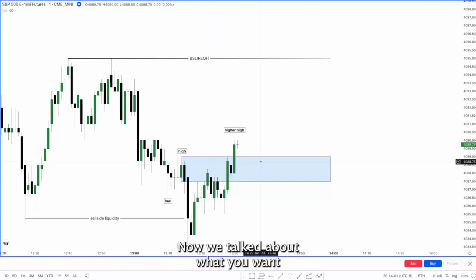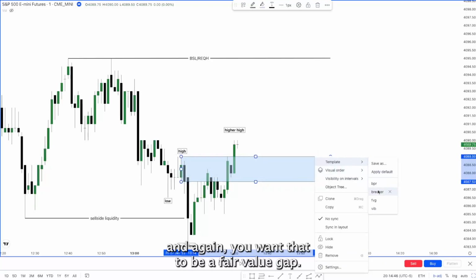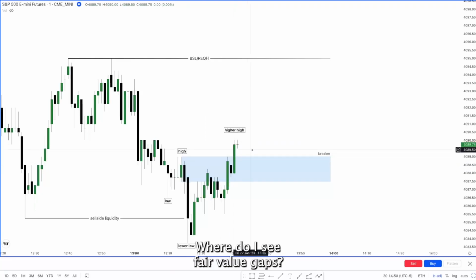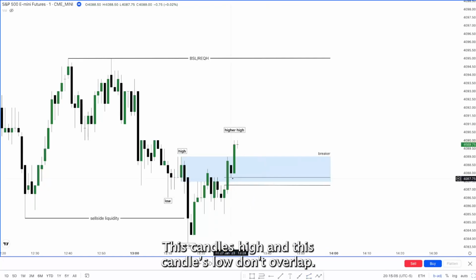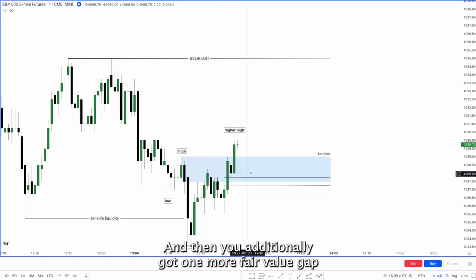Now we talked about what you want to see inside of that bullish breaker. And again, you want that to be a fair value gap. So I'm going to go inside of this bullish breaker. Where do I see fair value gaps? I've got actually two in this example. So I've got one right here. This candle's high and this candle's low don't overlap. You have a gap in the middle, fair value gap creation there. And then you've additionally got one more fair value gap right here.